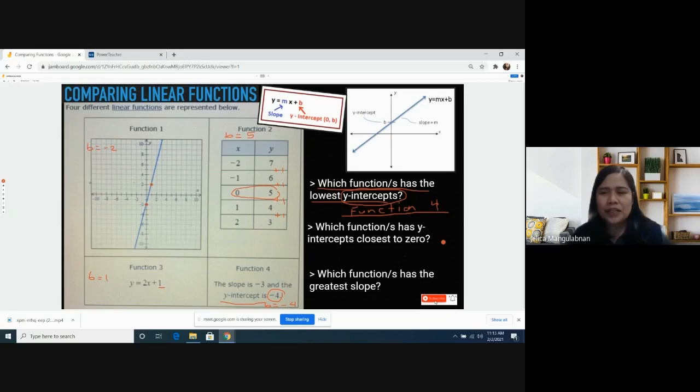Okay, next. Which function has a y-intercept closest to 0? Is it function 1, which is -2? Is it function 2, which is 5? Is it function 3, which is 1? Or is it function 4, which is -4? Ta-da! Very good. So the answer is function 3, the third function, because the y-intercept is +1, and this is the closest value to 0. Okay, so the answer is function 3.